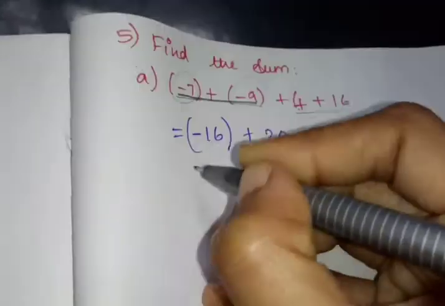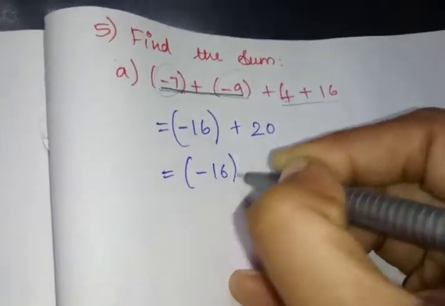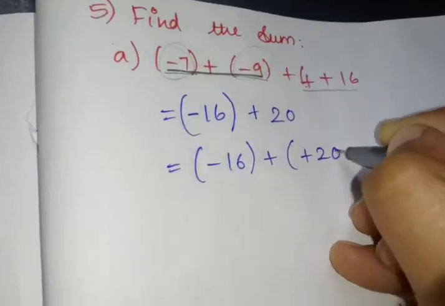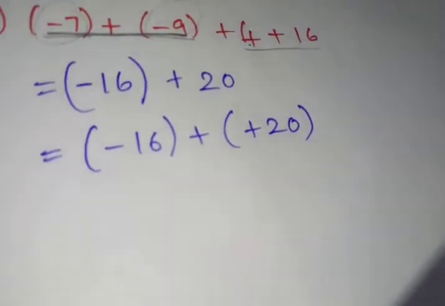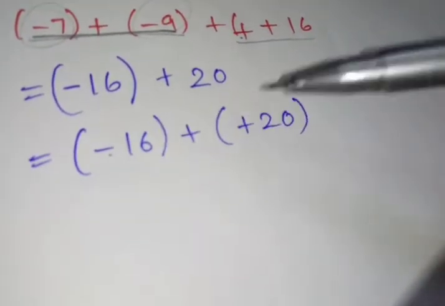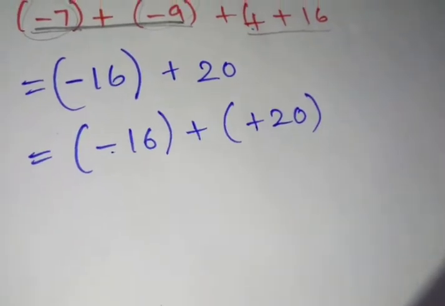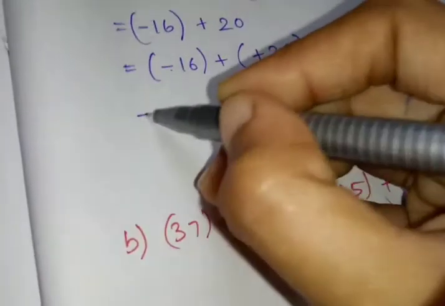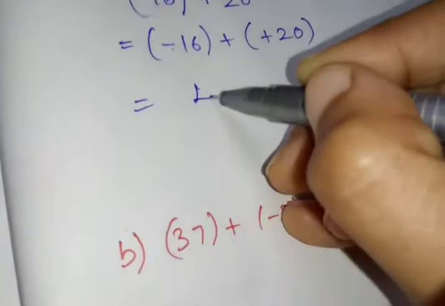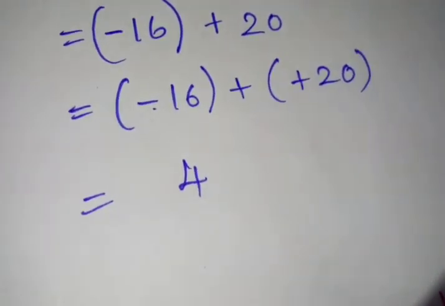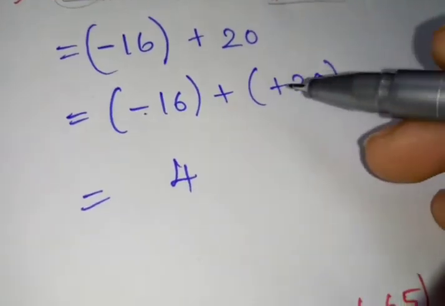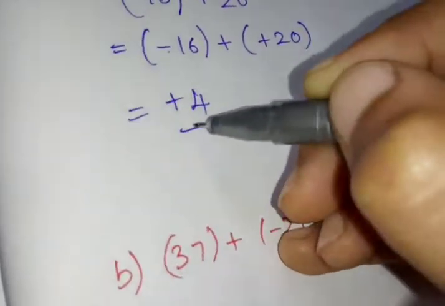Is it? So how can we write this? Minus 16 plus 20. Can we write like this? Yes, because 20 means plus 20 is the meaning. So here minus, here plus. So different signs. What you will do? You will subtract it. So 20 minus 16 is 4. So what is the greater number? 16 or 20? 20. So what is the sign of 20? Plus. So answer is plus 4.